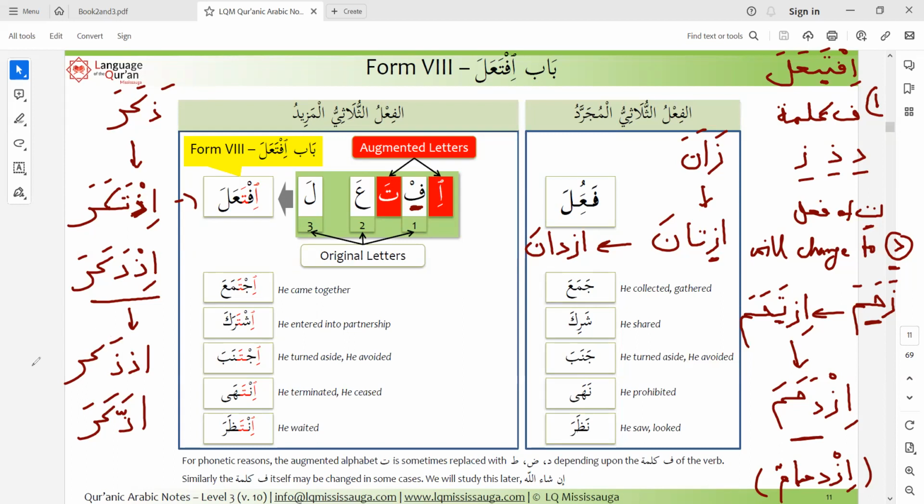Okay, I'll talk about this in detail, but not now. At least for the sake of today's class, just remember that if the fa kalima is dal, dhal, or zai, then ta of fail will change to dal. Okay, detail inshallah later. Sorry, and this is actually iddakara.